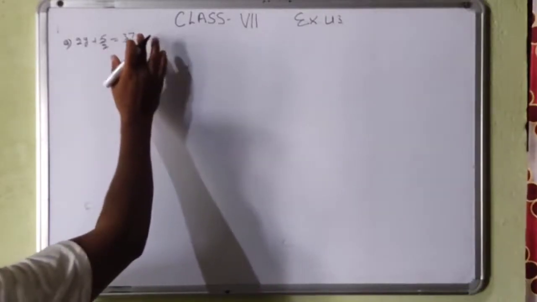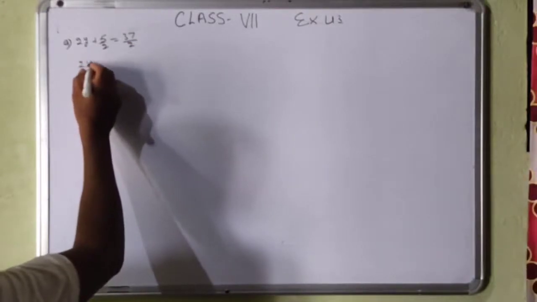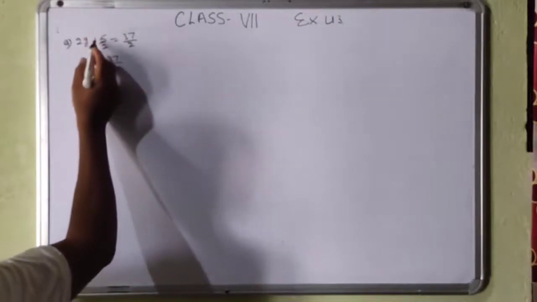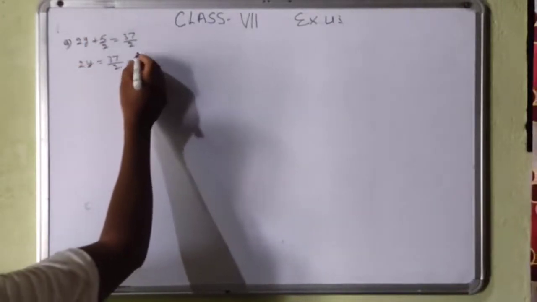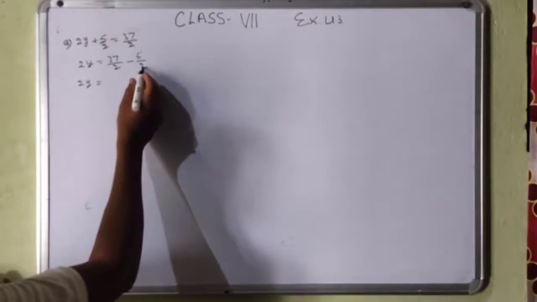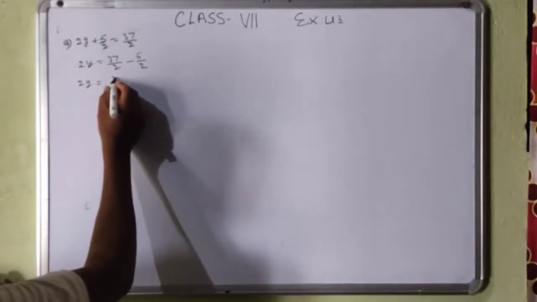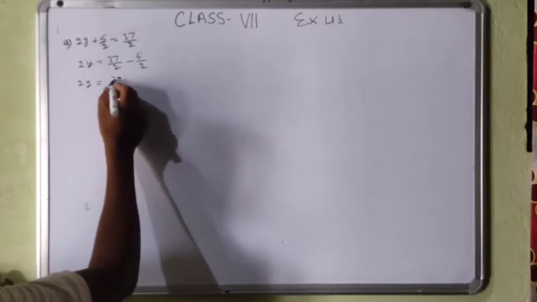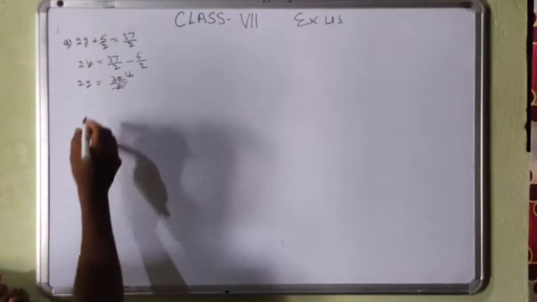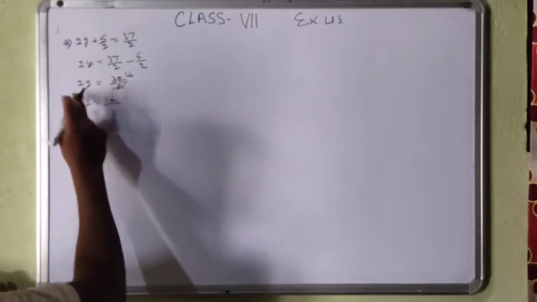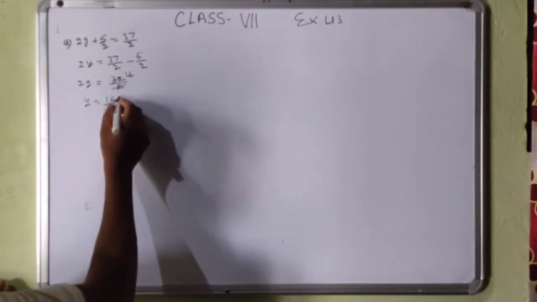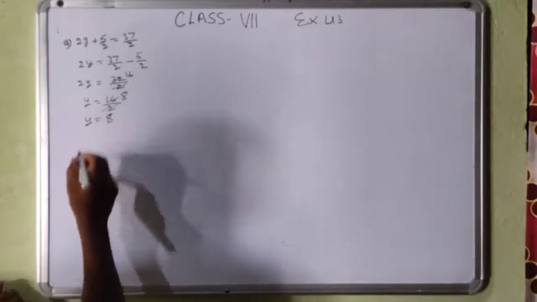Here it will become 2y is equal to 37 upon 2. Before the equal sign it was plus, so after the equal sign it will be minus 5 upon 2. So 2y is equal to, both denominators are the same, so directly we can subtract: 32 upon 2. 2 sixteens are 32. So y is equal to 16. Here it is multiply, so it goes to the other side as divide, so 2 eights are 16, so y is equal to 8. This is the answer.